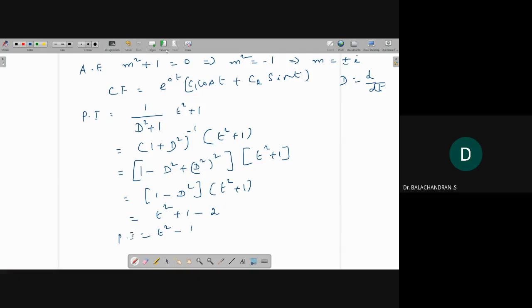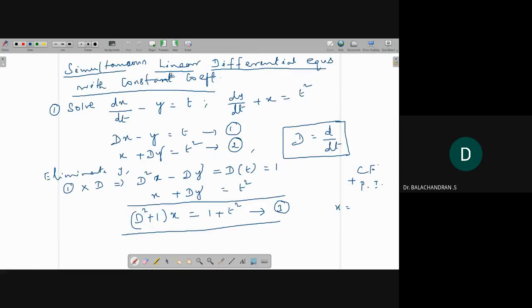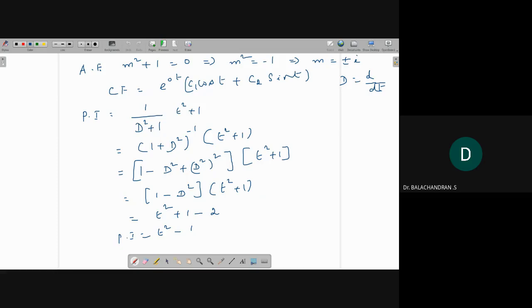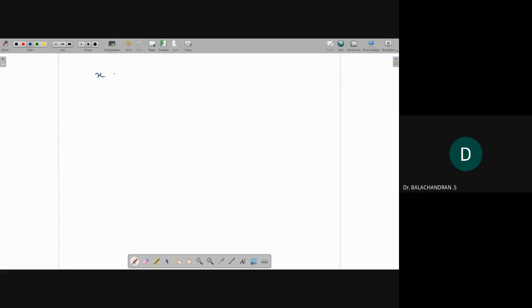Now you are solving this differential equation for x. So x is equal to the complementary function plus the particular integral. The complementary function is C1 into cos t plus C2 into sin t, and then plus the particular integral t square minus 1. So we got x. Now we need to find y. There are two methods to find y, but I will tell you the simplest method.